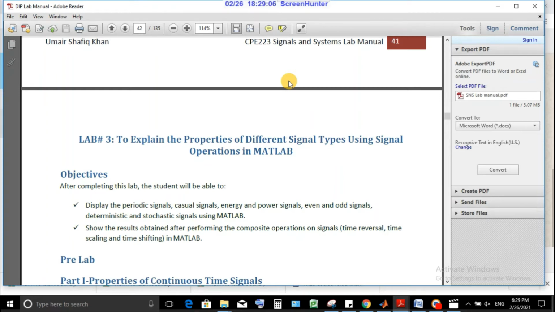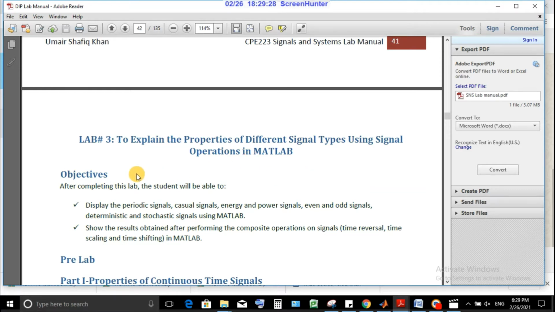Welcome to the demo video of Lab 3 of the SNS Lab Manual. In this video, we will discuss Lab 3. The title of Lab 3 is to explain the properties of different signal types using signal operations in MATLAB.